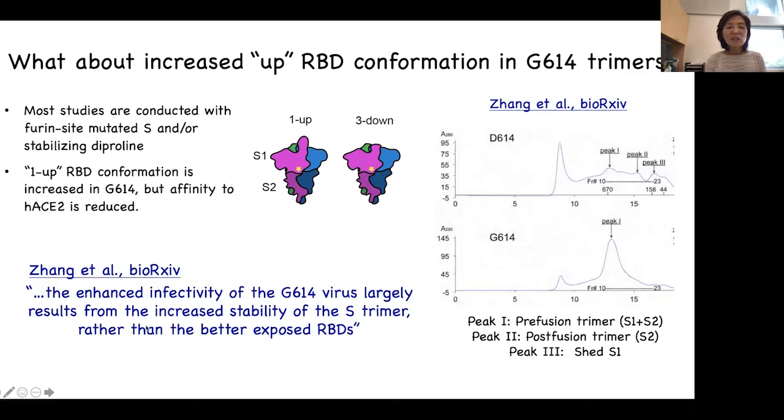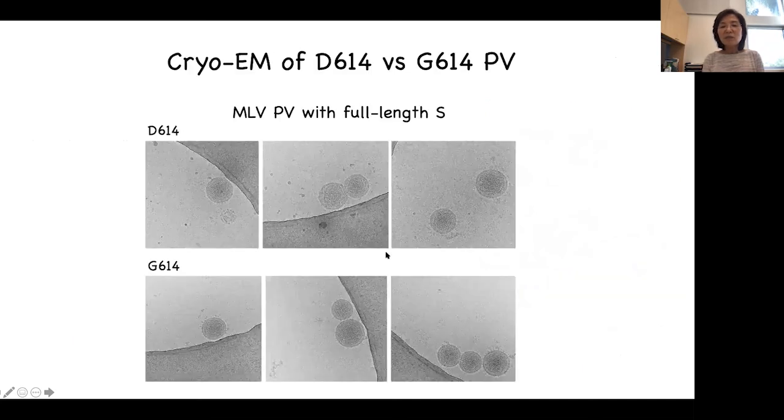And in conclusion, they said the enhanced infectivity of the G614 virus largely results from the increased stability of the S trimer rather than the better exposed RBD. Why he said rather than better exposed RBD, you can read his paper in Science soon yourself. So because one picture is better than 1,000 words, we tried to do cryo-EM.